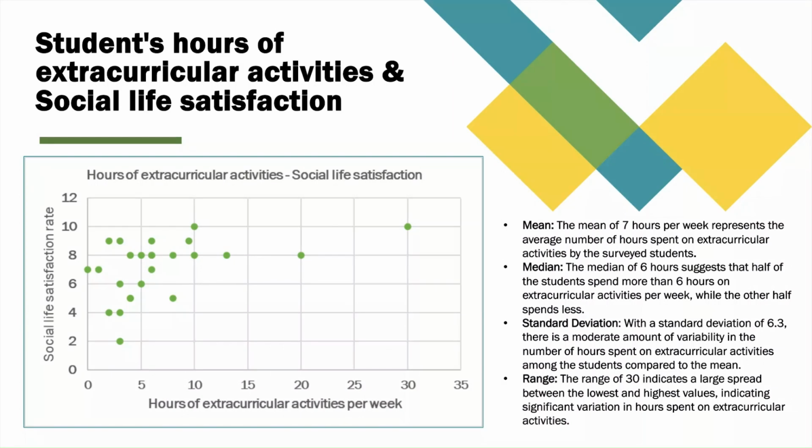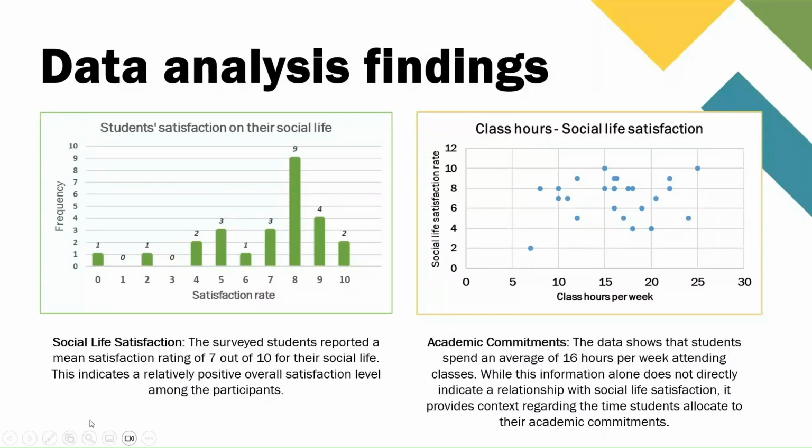And the range of 30 indicates a large spread between the lowest and highest values, indicating significant variation in hours spent on extracurricular activities. So this is some findings of our data analysis. For the first question of social life satisfaction, the surveyed students reported a mean satisfaction rating of 7 out of 10 for their social life.